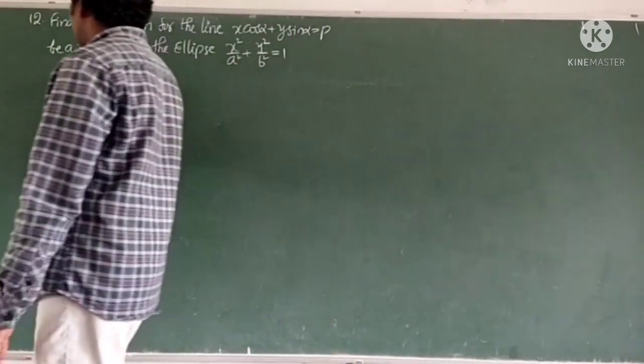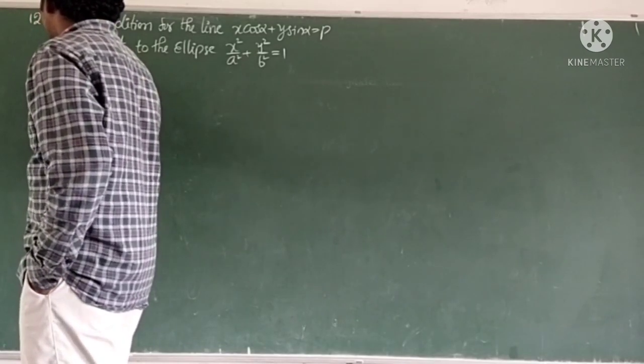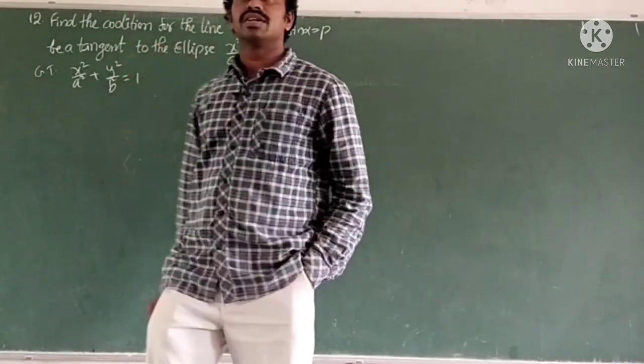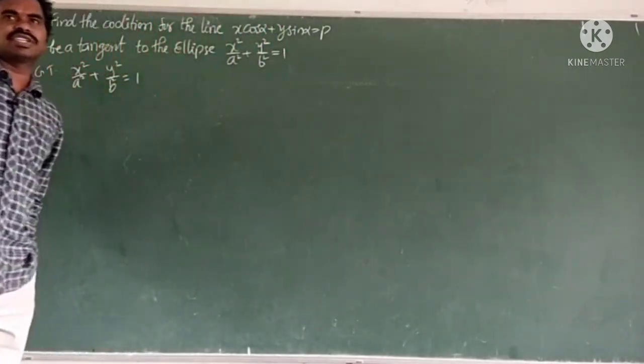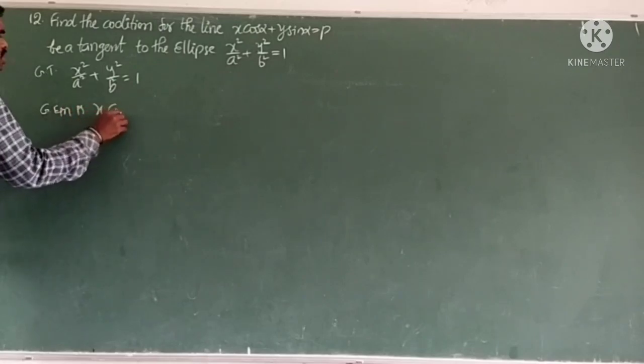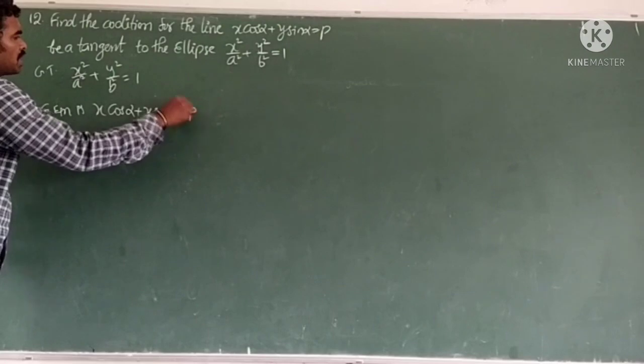So first of all, write down the given ellipse equation. Given that the ellipse equation is x square by a square plus y square by b square equal to 1. So this is the general ellipse equation, no need to change anything. And the given line equation is x cos alpha plus y sin alpha is equal to p.